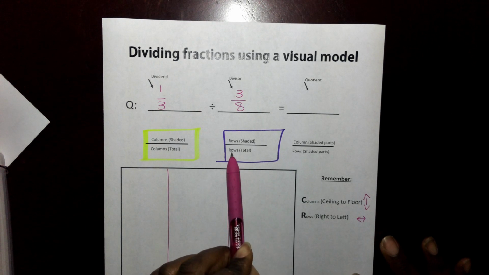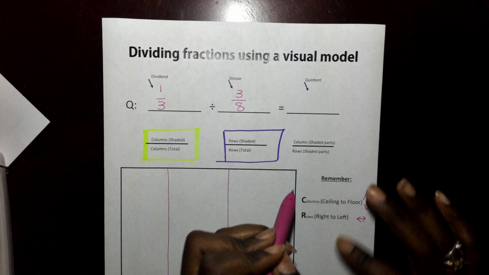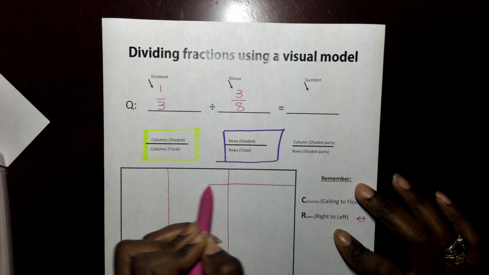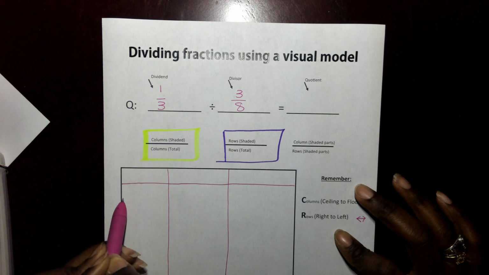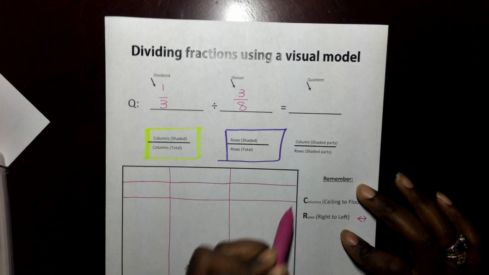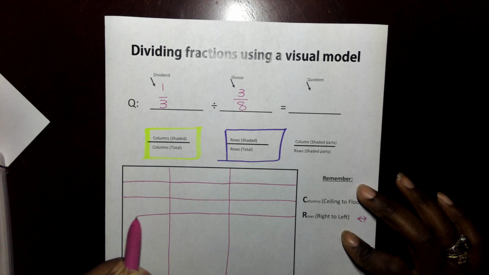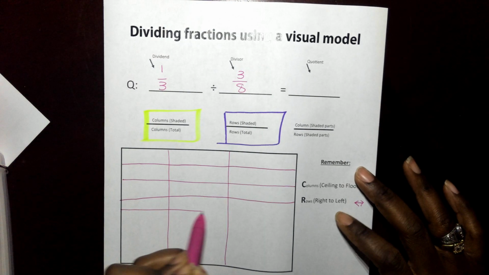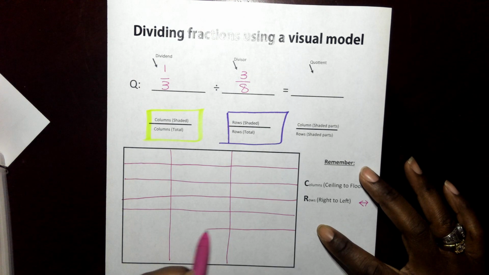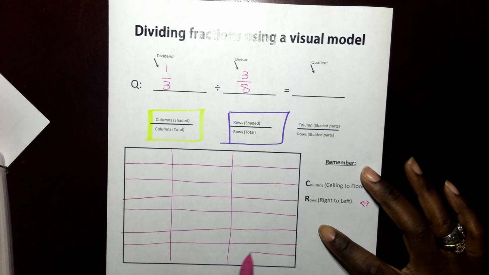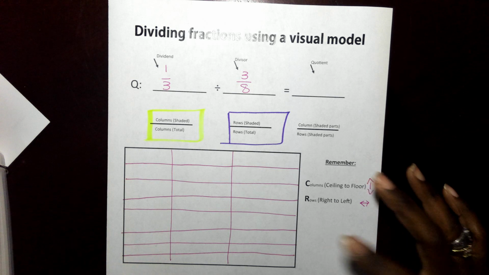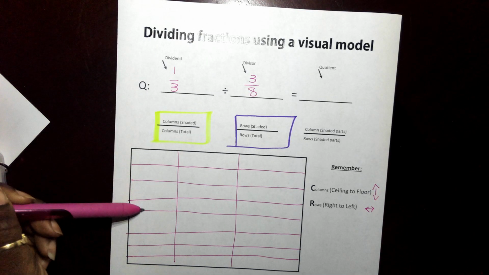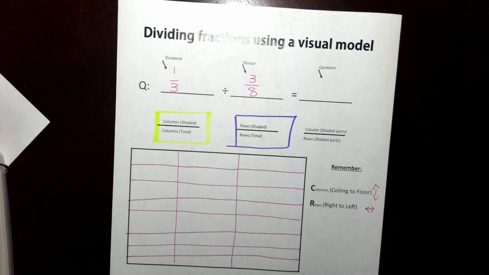And then we go to how many rows are needed. And so we need a total of 8 rows. So that is 2, 3, 4, 5, 6, 7, 8. 8 rows is what we have. 1, 2, 3, 4, 5, 6, 7, 8. Yes, we have 8 rows.